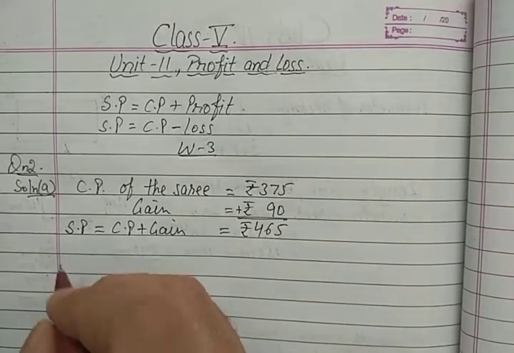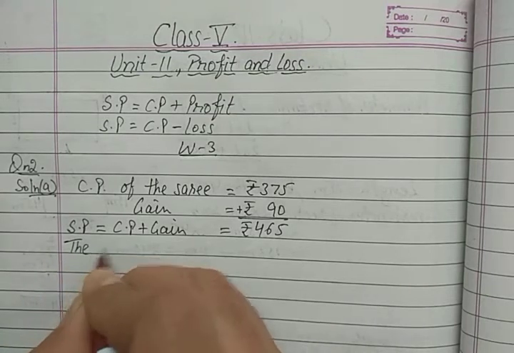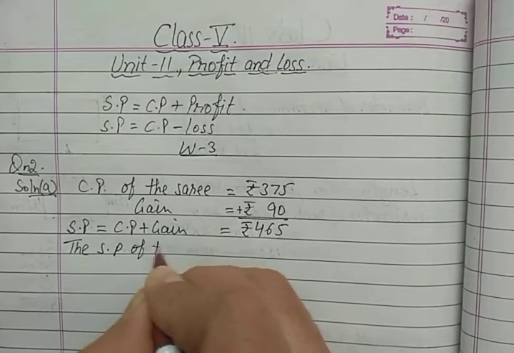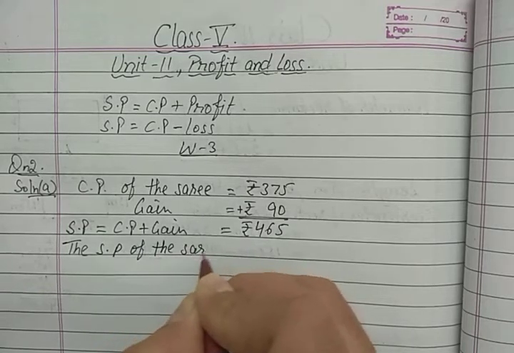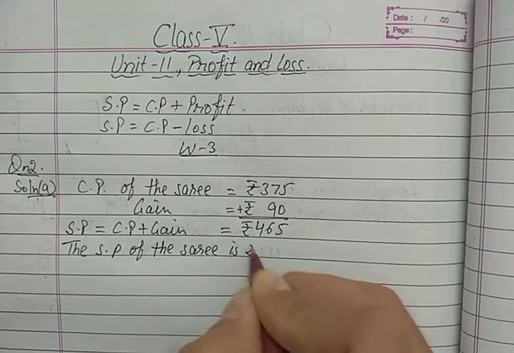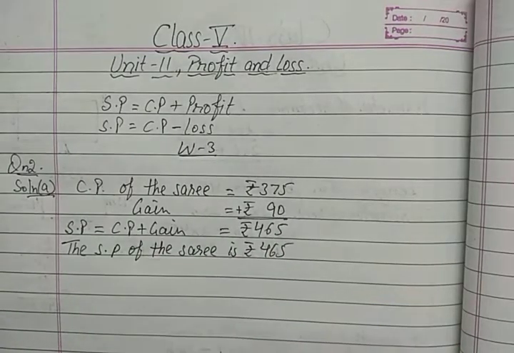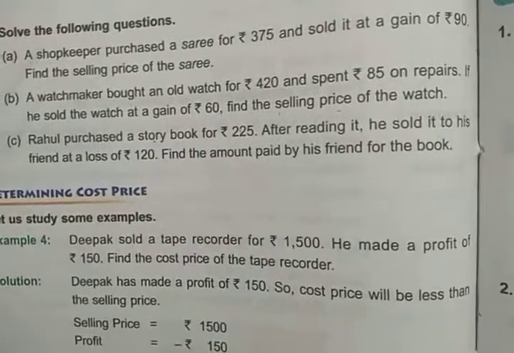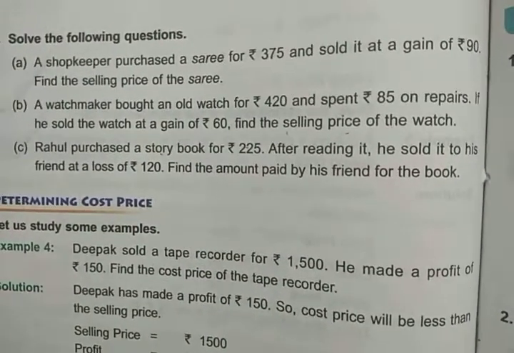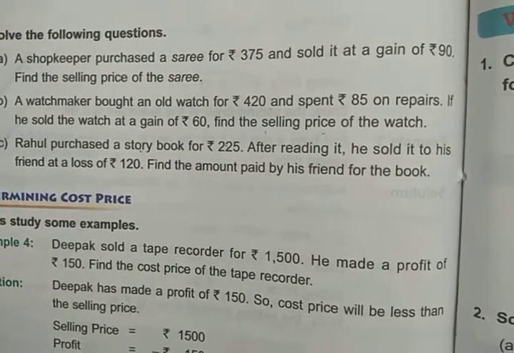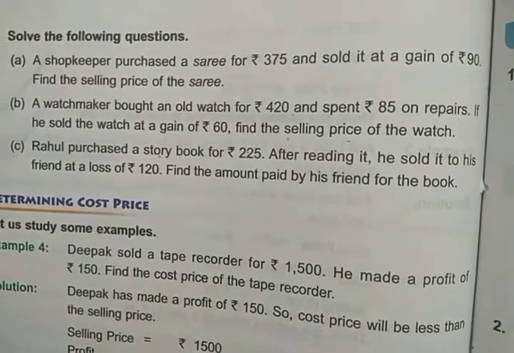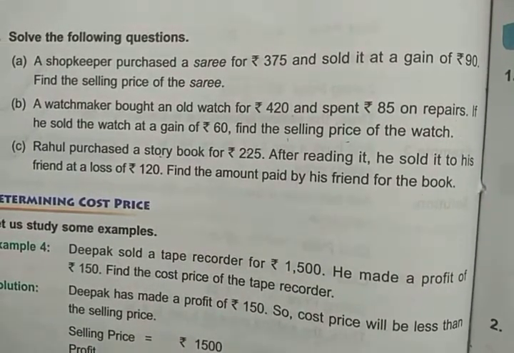So the selling price of the sari is rupees 465. So very easy. If you have learned the formula, then it is very easy. In this unit, you have to learn the formulas, and the whole unit is based on the formulas.